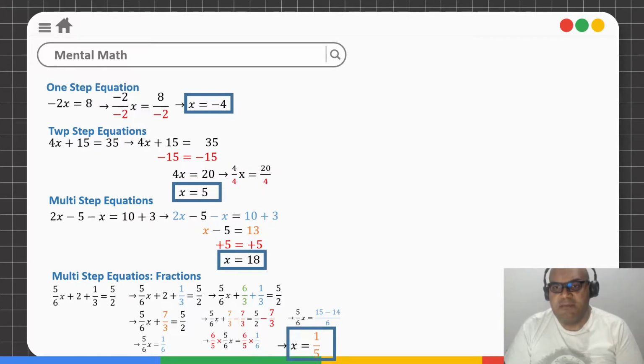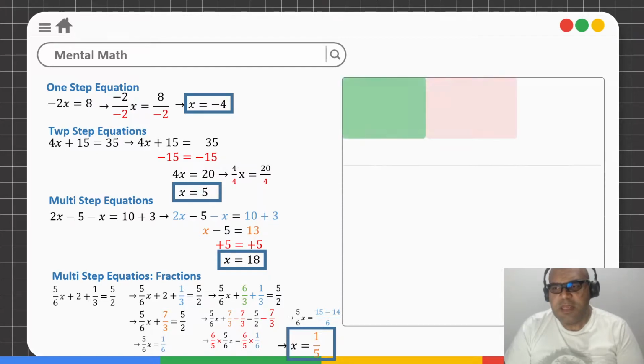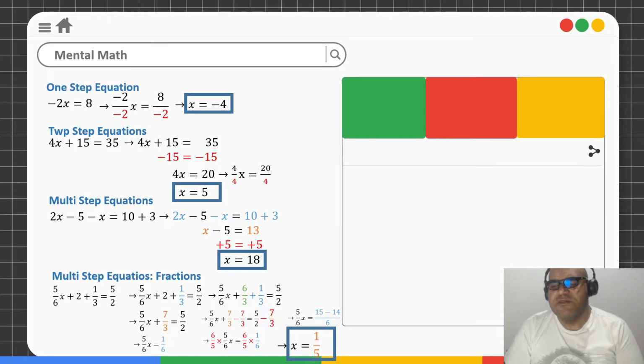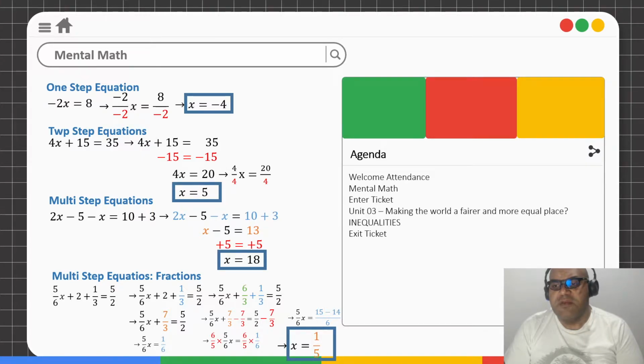Remember guys, the methods and the structure over here, especially using fractions, we use this a lot in our lessons in the future. Okay, let's go over here guys. As I told you, here is our agenda today. Welcome, attendance is done by the teachers over there with you already. The mental math, we're working here, our entry ticket, and today guys we start unit number 3, inequalities.